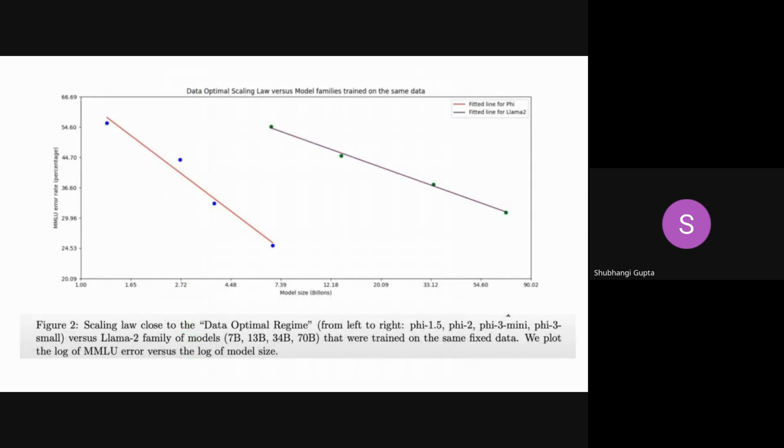Now, there is an interesting chart. Here we have the Llama 2 models, and you can see how the error rate for the MMLU decreases. Here we have Phi 1.5, Phi 2, Phi 3 mini, and Phi 3 small versus the Llama 2 family of models, which is 7B, 13B, 34B, 70B. So here you can see how rapidly the error rate goes down.